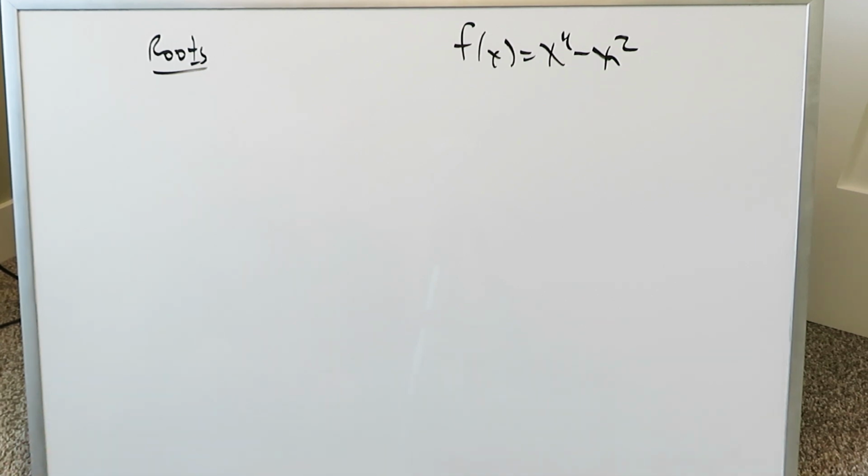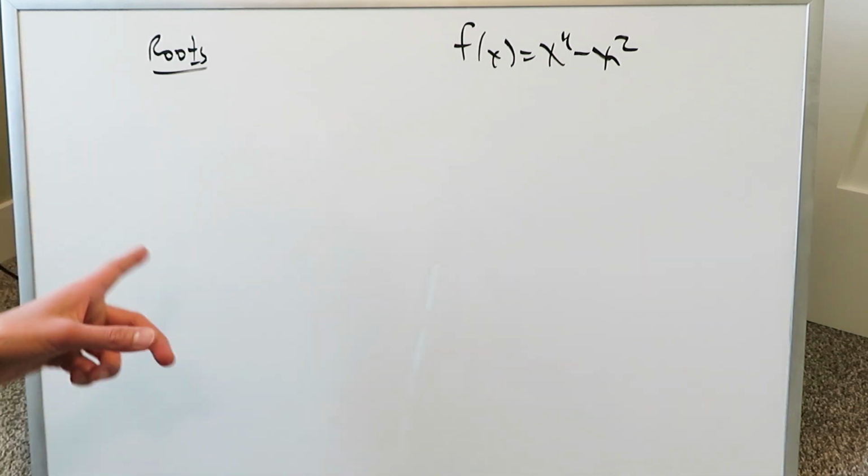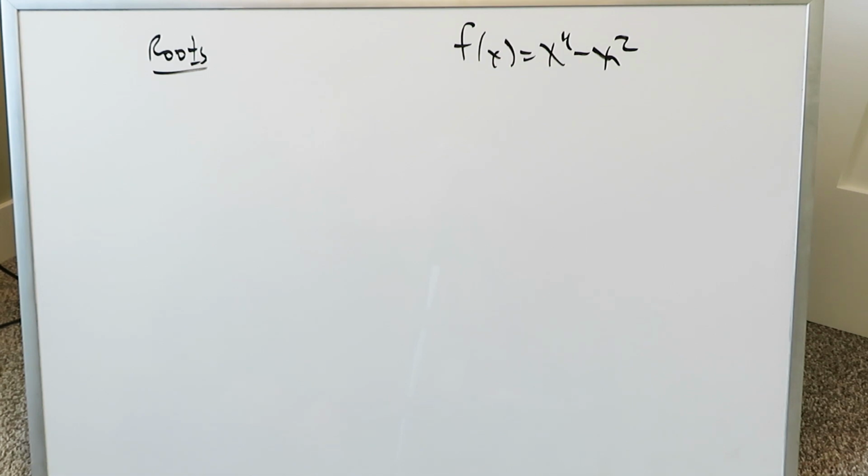But we will not take any shortcuts with this function, x to the 4 minus x squared, and we'll just go everything from top down and take it through to completion. But note, there's no interval provided, so we're not worrying about global extreme values. Everything else will be examined, however.